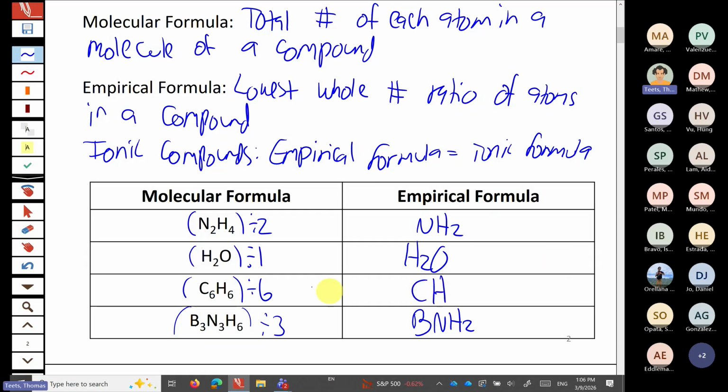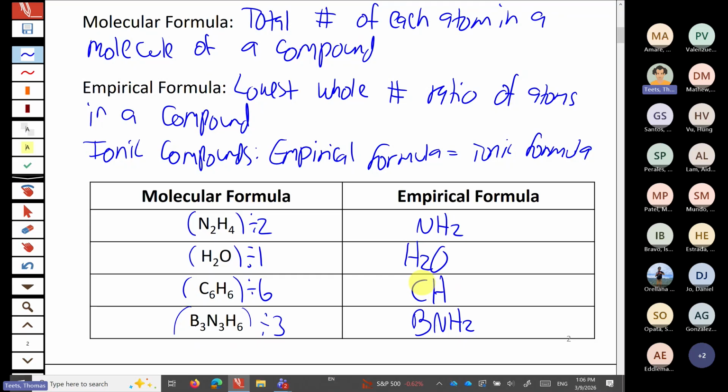But the important part is to recognize that the molecular formula is always going to be some whole number multiple of the empirical formula. So if you have an empirical formula of CH, the molecular formula could be CH, C2H2, C3H3, C4H4, and so on. Some multiple of CH would be your empirical formula. And with certain information we can give you, you'll be able to figure out what that is. So that's the relationship between molecular formula and empirical formula.